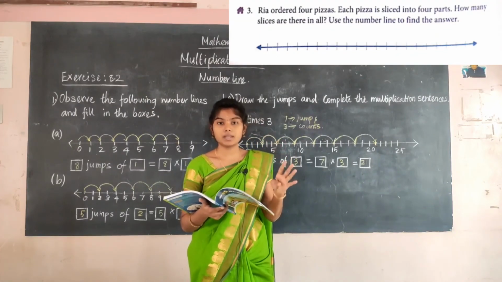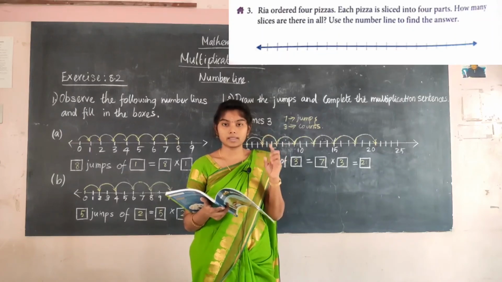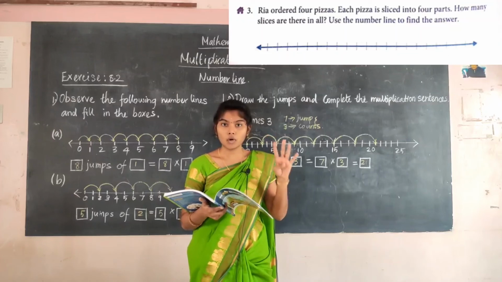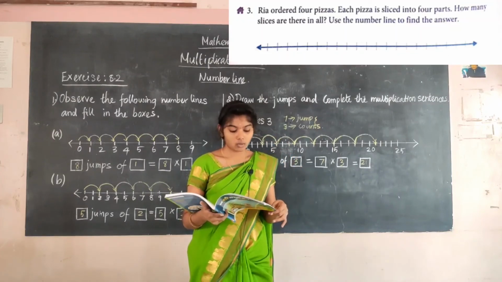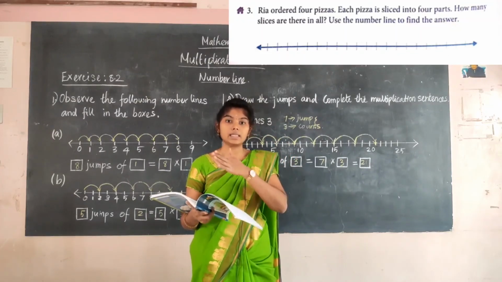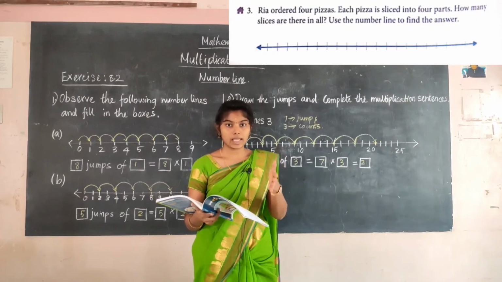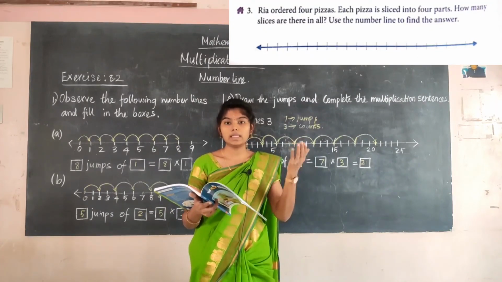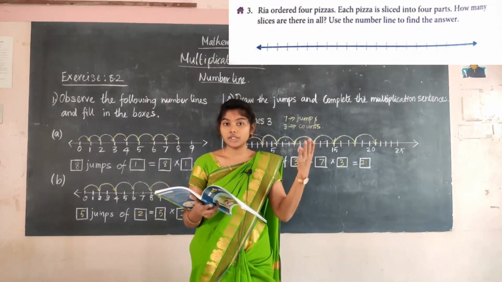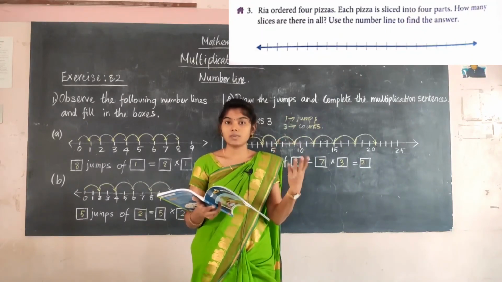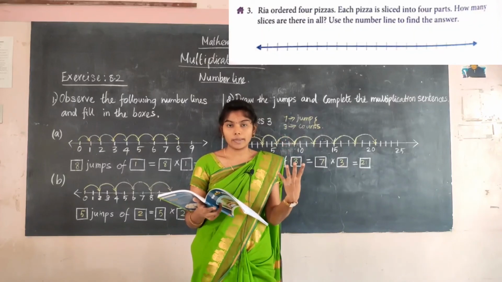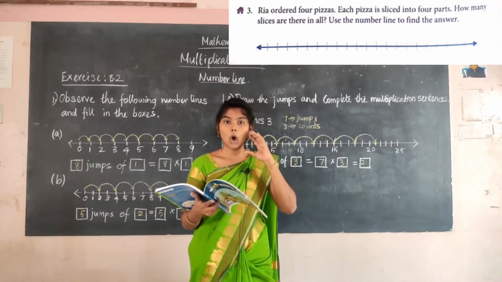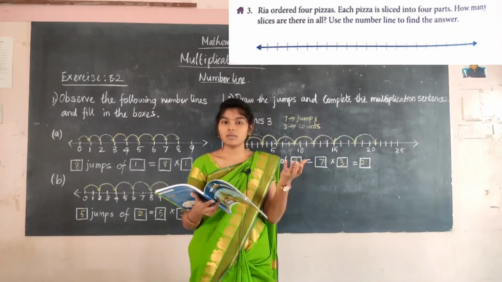So each pizza has been sliced into 4 pieces. Each pizza is into 4 pieces. And she ordered 4 pizzas totally. So we are going to find how many slices will be there. So she has sliced the pizzas, no? So we have to find how many slices there will be if she ordered 4 pizzas. So each pizza is sliced into 4 pieces and she ordered 4 pizzas. So totally how many slices there are, we are going to find.